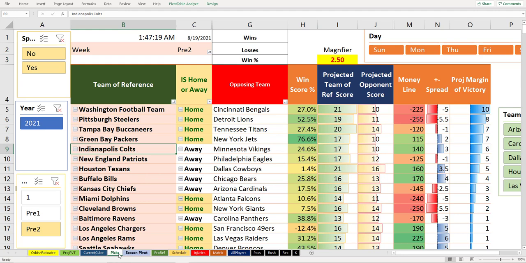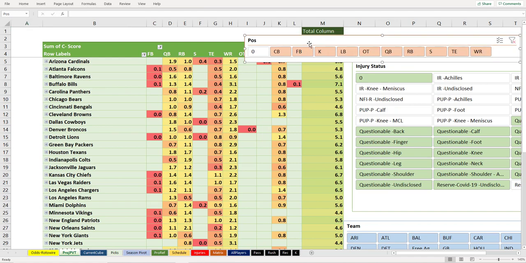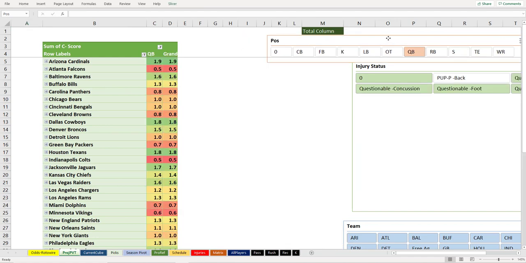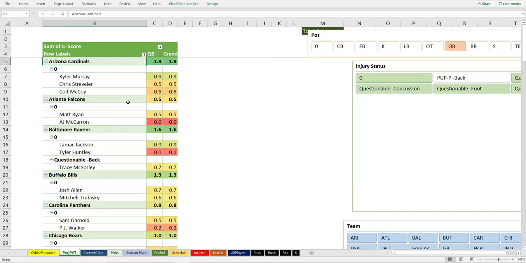Crazy stuff is going on. Let's take a look at the projections real quick. You can do it this way. You can say, where are all the QBs? You could look at positions of just quarterbacks, for example, and open up and see who everyone's quarterback is now.